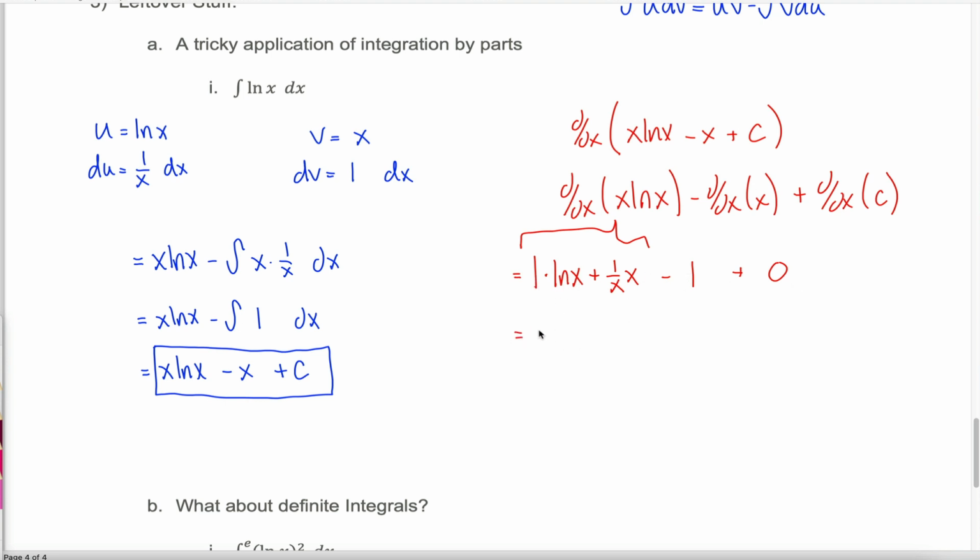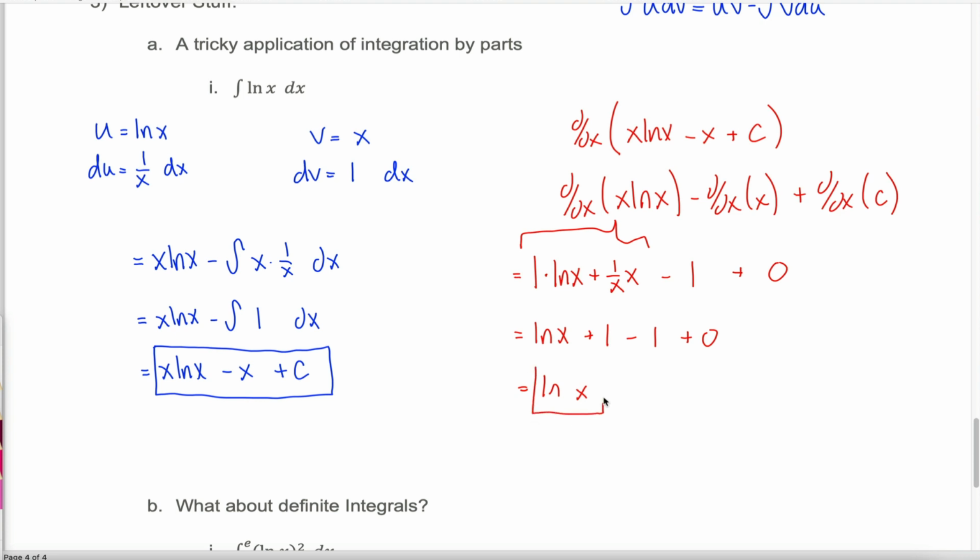1 times the natural log of x is just the natural log of x. 1 over x times x is just 1, so I have plus 1, minus 1, plus 0. Wait, plus 1, minus 1, plus 0, isn't that all just going away? Yup. So your derivative is just the natural log of x. Oh, neat, that simplified really nicely.